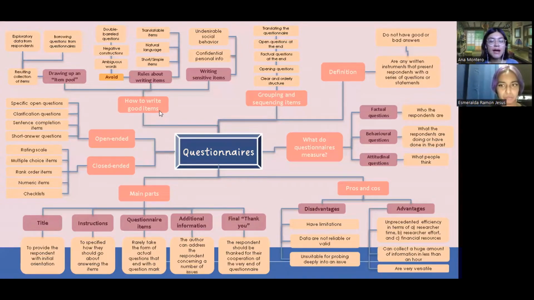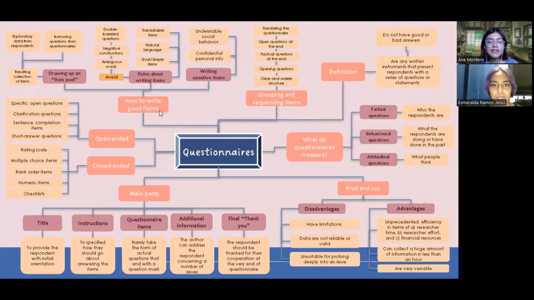With the rules about writing items, it's important to write short, simple items, to use natural language, and to make translatable items. And also, we need to avoid ambiguous words or sentences, and the use of negative constructions and double-barreled questions.